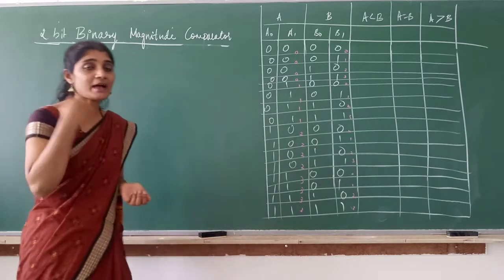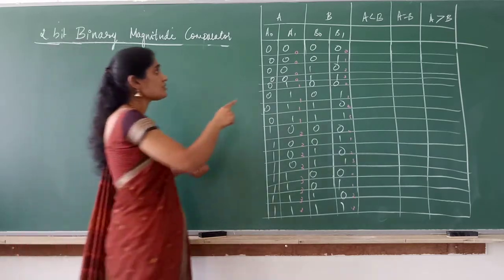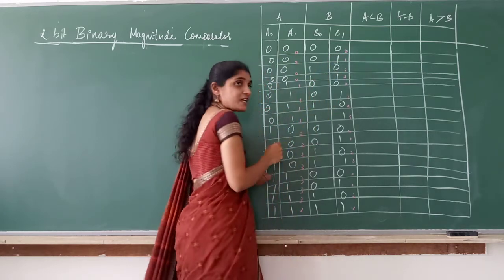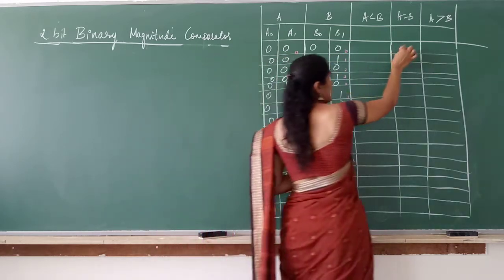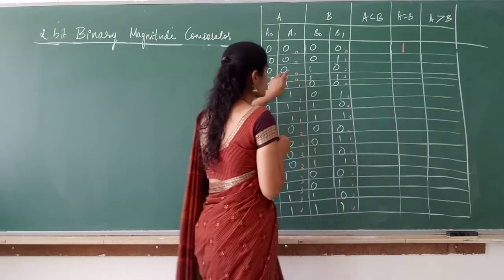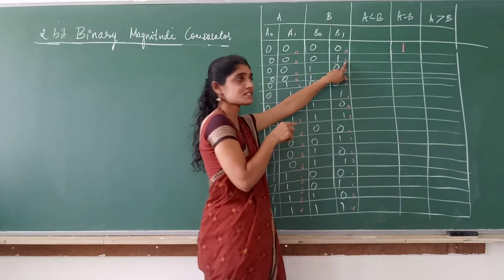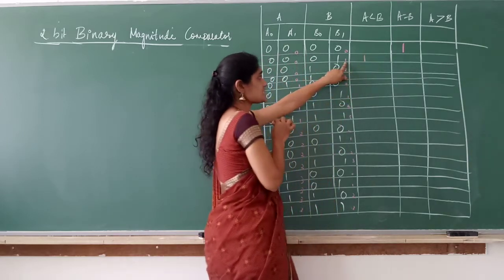So now let us compare the magnitude of A and B. What is A here? 0. What is B here? 0. So A equal to B, correct? So A is equal to B for this condition. Next, A is 0, B is 1, so A is less than B.